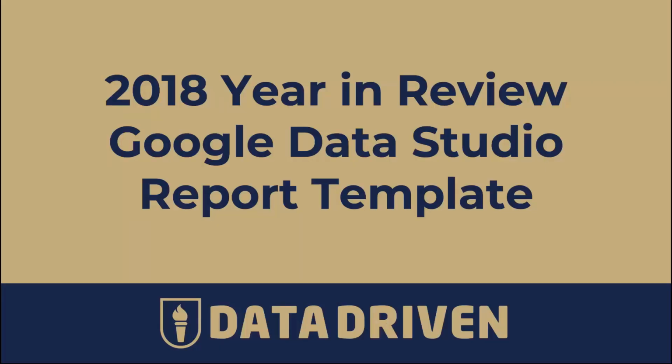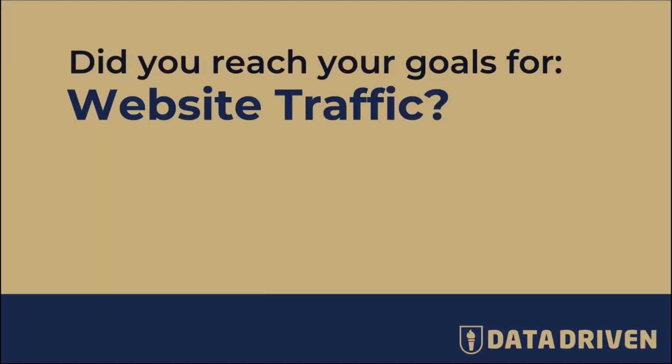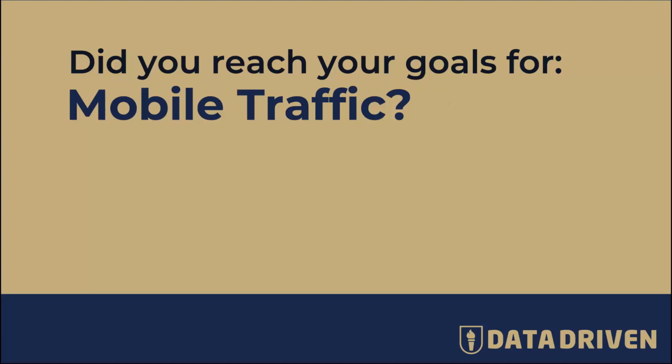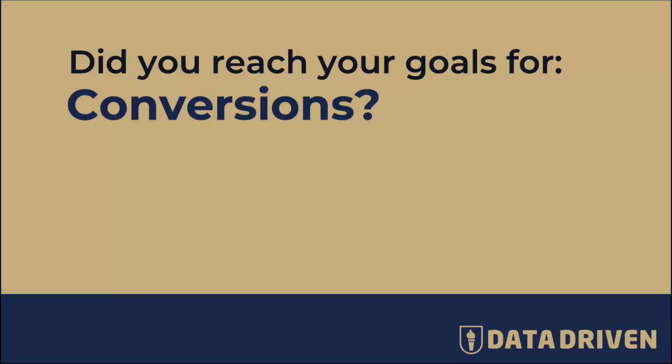In this video, we are going to talk about how to look at your 2018 marketing performance using this ready-made Google Data Studio report template. And specifically, the question we want to answer is, how did your marketing efforts perform in 2018? Did you reach your goals for website traffic? Did you reach your goals for mobile versus desktop traffic and penetration? What about your SEO results? Did you achieve what you looked to achieve? Conversions, are you reaching the number of conversions you expected on your website?